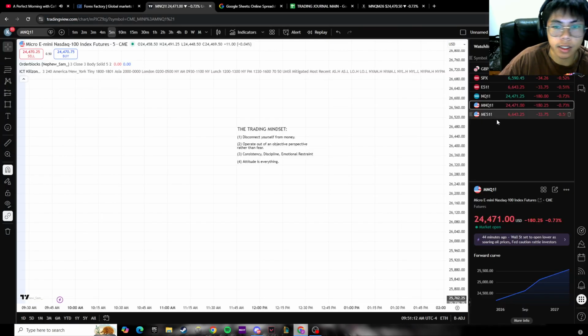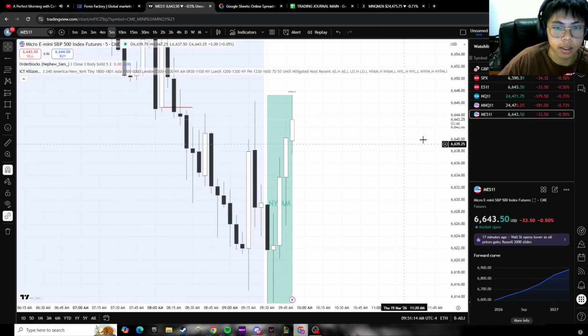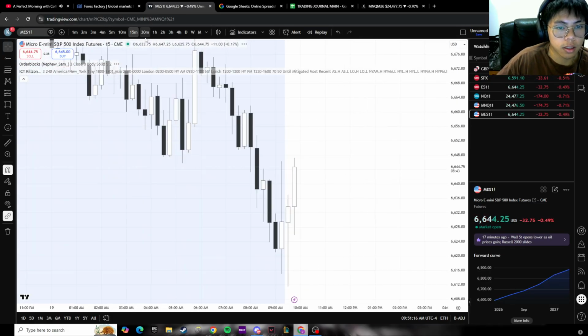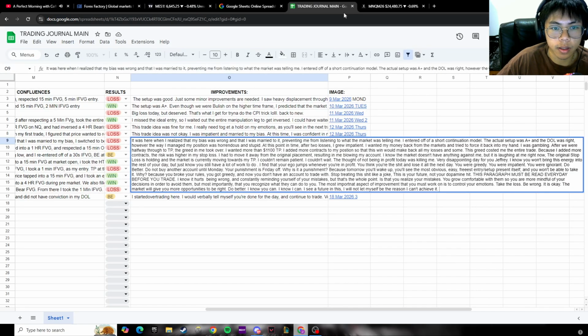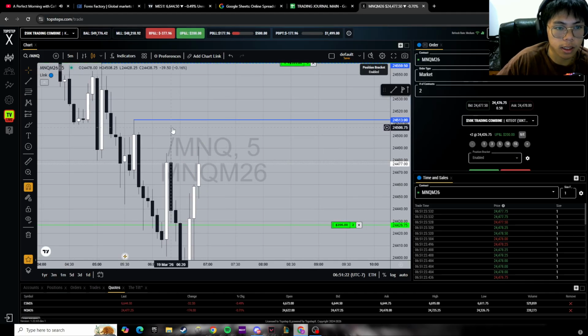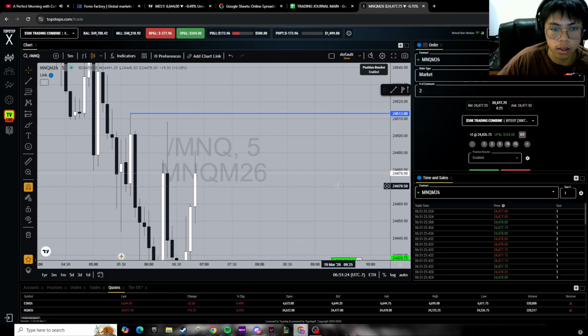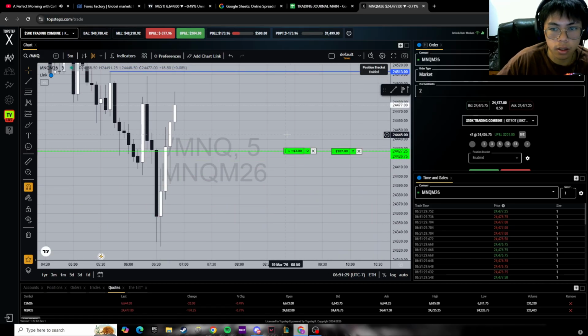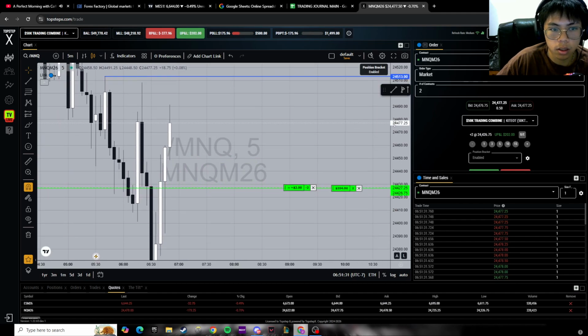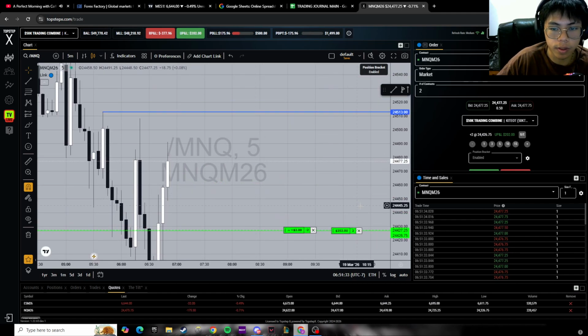Let me just double check that ES hasn't taken. On the 5-minute, has ES taken out this high already? So I'm gonna be at break even here. I'm pretty sure NQ still wants it.